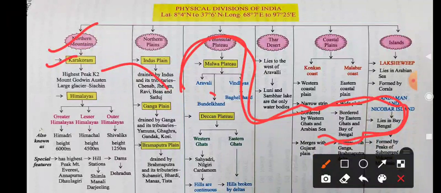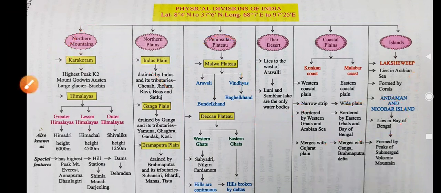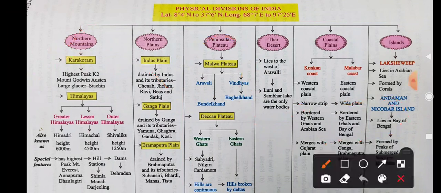So when you are going to read the book, you have to look at the maps also. Then you can understand very easily. Here I can explain to you in brief.